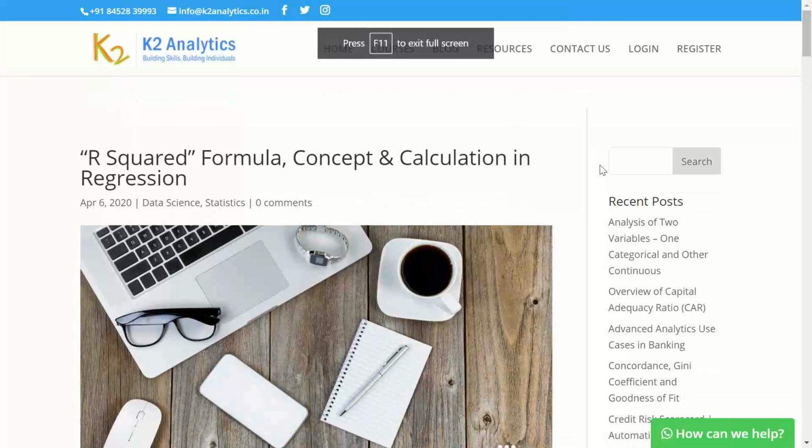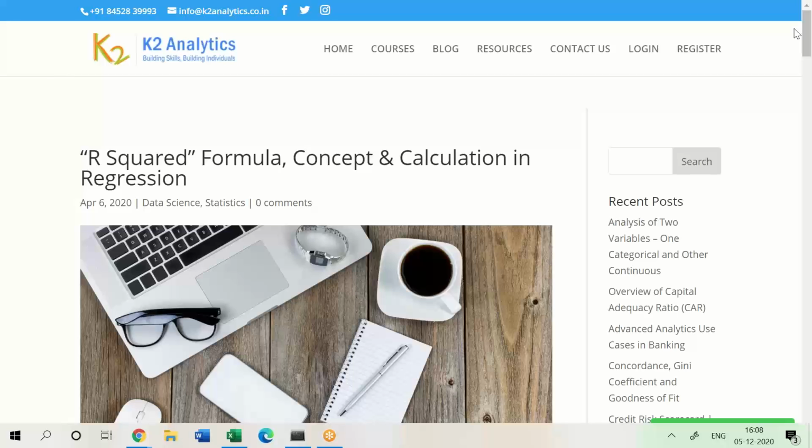What is R squared? When you are building a model, how good is your regression model? How good is your regression equation fitting on the data? To measure that, we have a model performance measure called R squared.